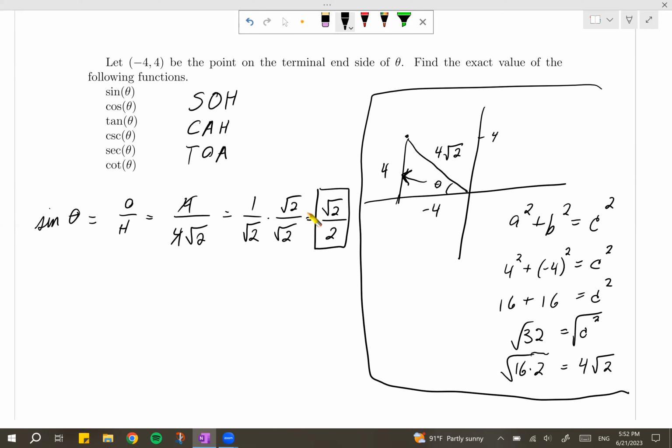All right. My cosine of theta is my adjacent over my hypotenuse. My adjacent is -4. My hypotenuse is 4 on the square root of 2. I can do the same stuff, and I'm going to get -1 over the square root of 2, and then multiply by the square root of 2 over the square root of 2, and I'm going to get negative square root of 2 over 2.